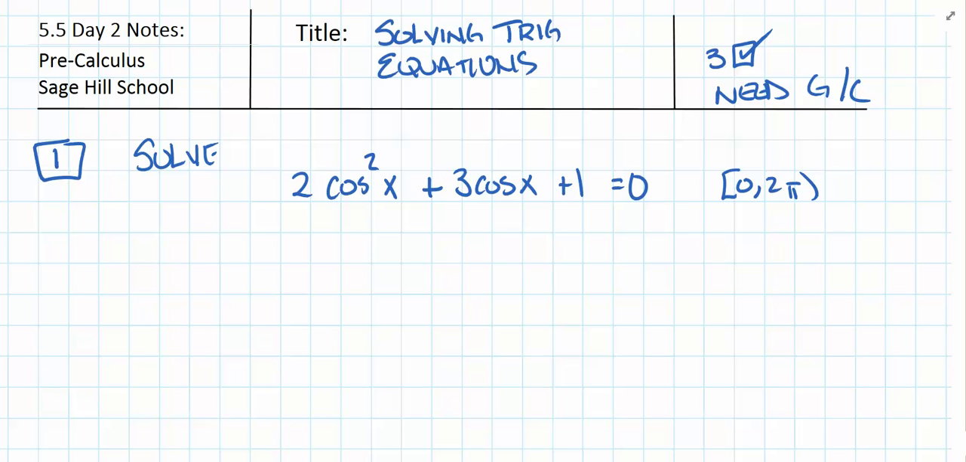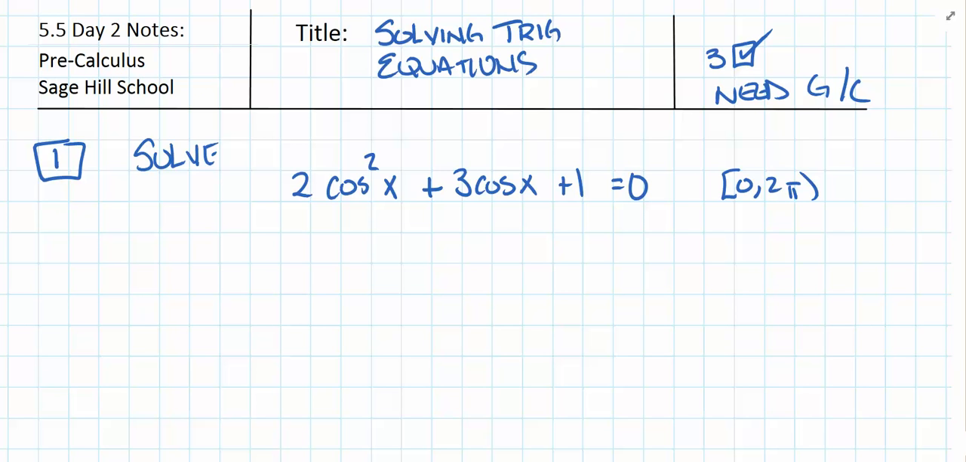All right, so we're going to solve this trig equation, and we're going to solve it from 0 to 2 pi. We're going to include 0, right? We're not going to include 2 pi. So we have a very specific domain in which we're trying to solve this particular problem. So taking a look at this, right? 2 cosine squared of x plus 3 cosine x plus 1 equals 0.